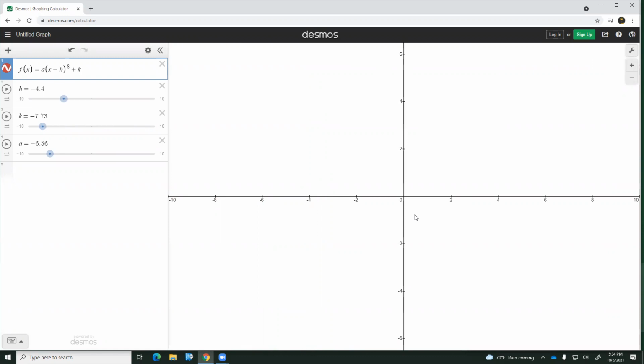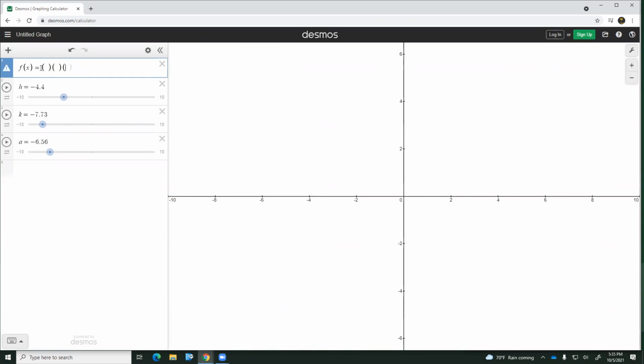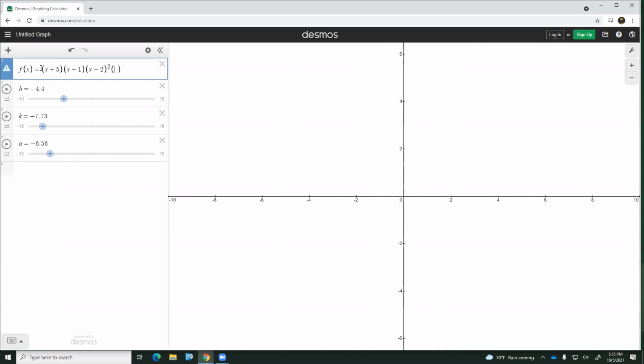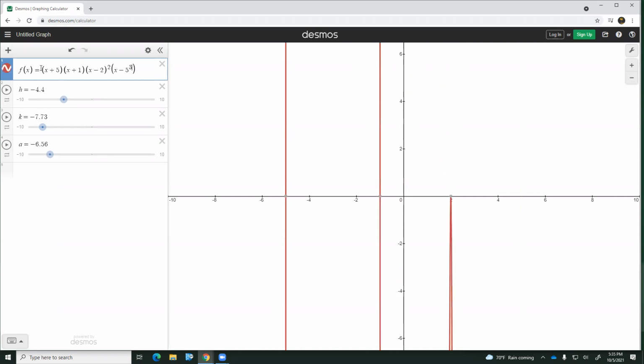So now we're going to talk about some very important pieces of the polynomial. All right. So let's assume, let's say for a minute, that we have this polynomial right here. You can write this one down. F of x equals x plus 5, x plus 1, x minus 2 squared, and x minus 5 cubed. So it looks something like this.